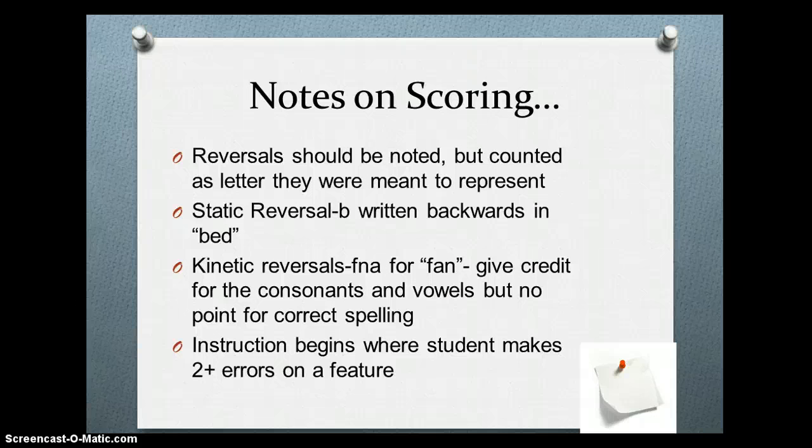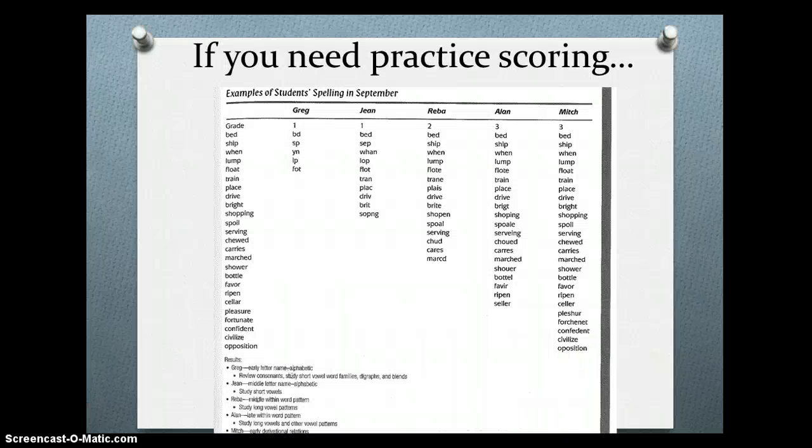A couple notes on the scoring. Reversals should be noted but counted as the letter they were meant to represent. So if they have a static reversal where the B is written backwards in bed, you can count that, but you may want to note that they're reversing B's and D's. Kinetic reversals where they do FNA for fan, give credit for the consonants and vowels, but no point for correct spelling. And then, as said, instruction should begin where student makes 2+ errors on a feature. So that's how you know what stage is their instructional level.